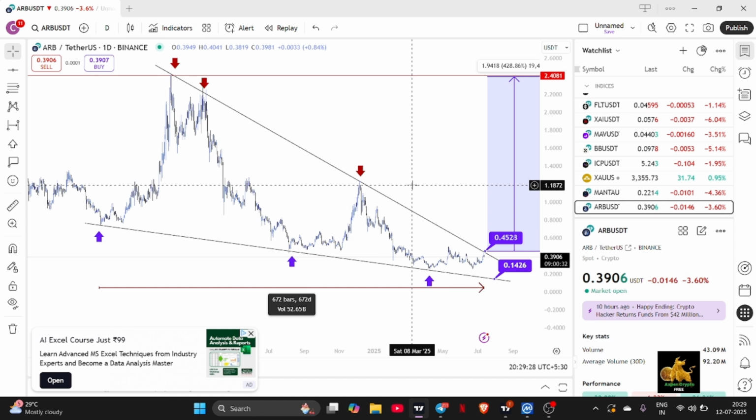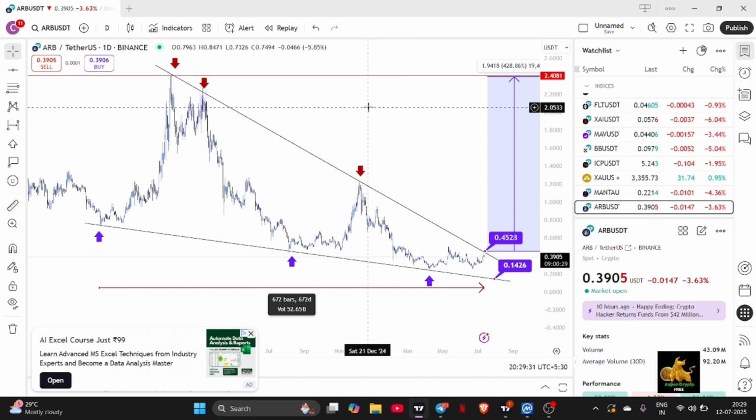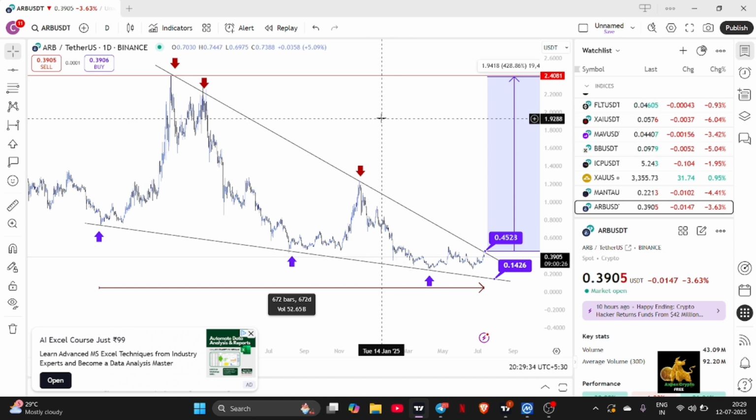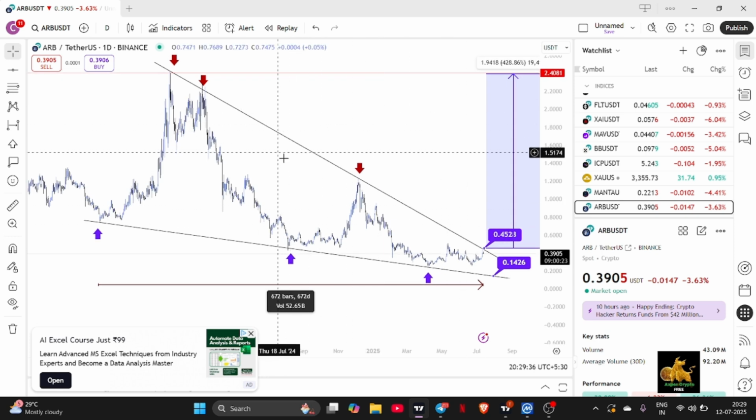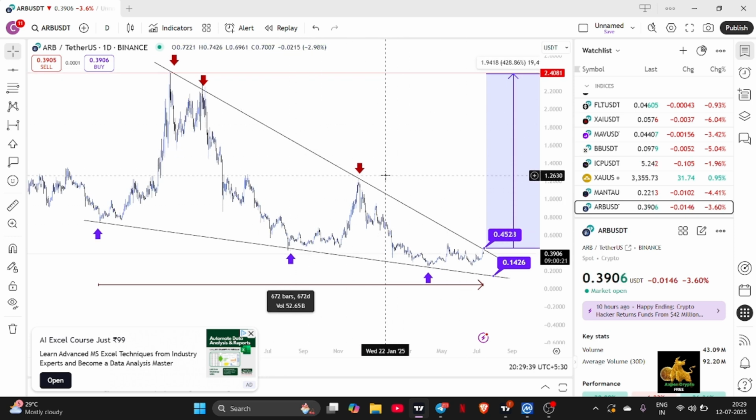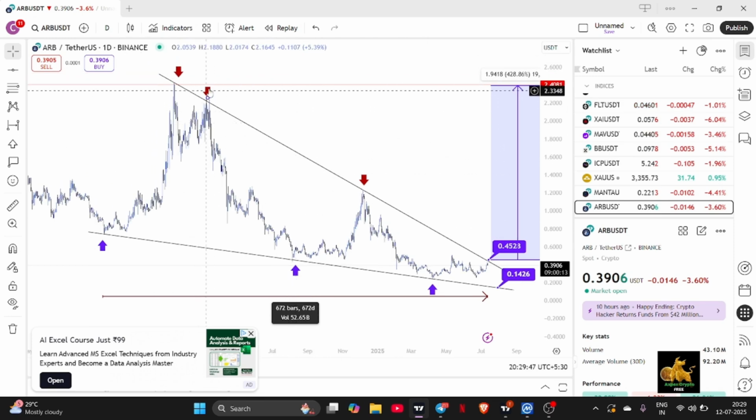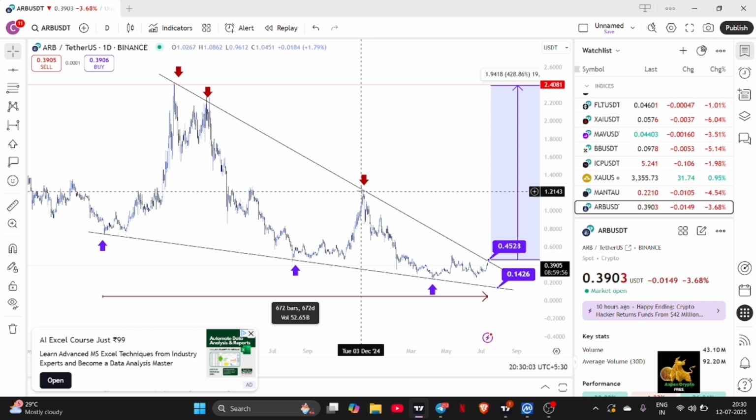If I watch the ARB chart deeply, I can see ARB is forming a bullish falling wedge chart pattern. You can see it already took 3 rejections. First rejection around $2.40 level, and our second rejection is $2.21 level. Our third falling wedge rejection level is 1.20 level.